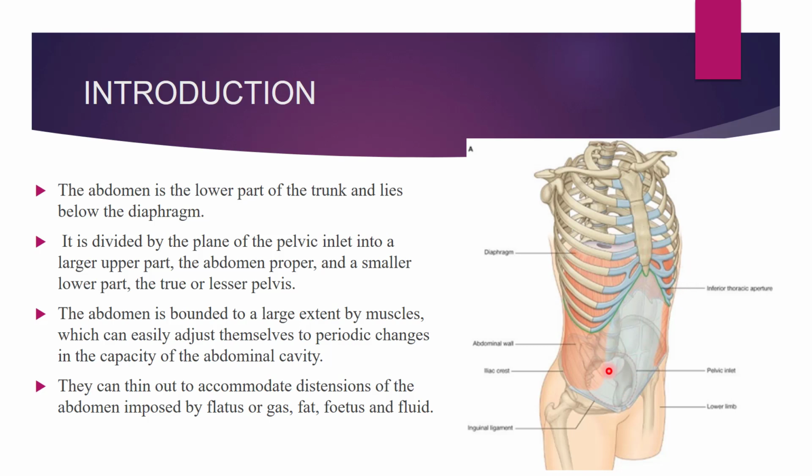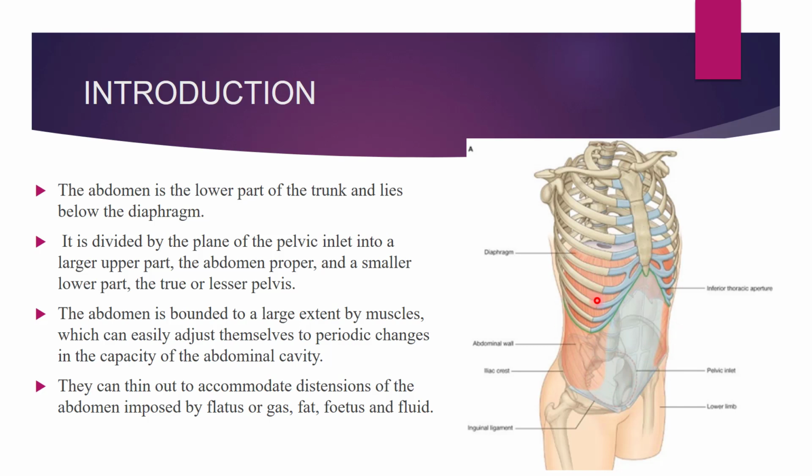It is divided by the plane of the pelvic inlet. See here, this is the plane of the pelvic inlet, which is dividing this whole part of the trunk into an upper part, which is the abdomen proper, and a smaller lower part, which is the perineum and the pelvis. The true pelvis or the lesser pelvis and the perineum are below the pelvic inlet, and the abdomen is above the pelvic inlet.